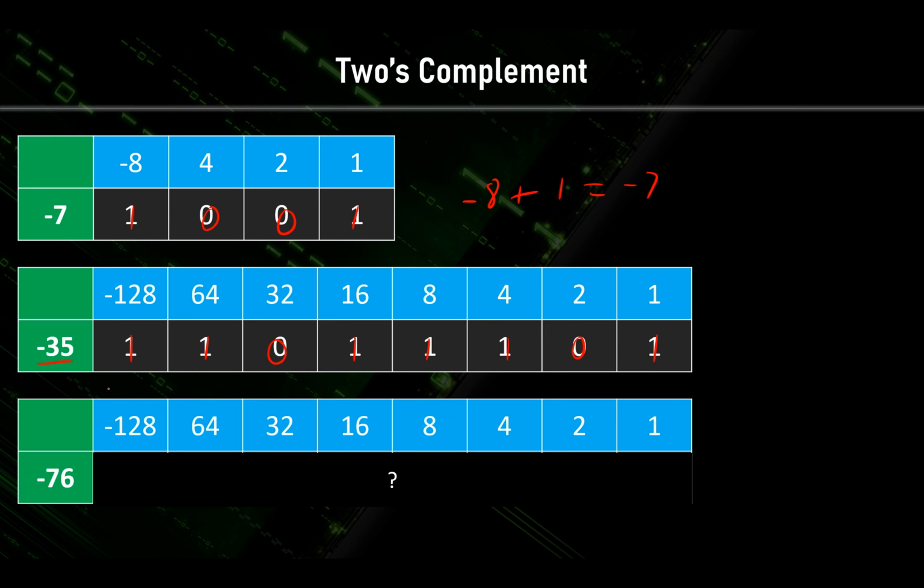Then if we look at the final one, I'm going to think, what do I need to add to minus 128 to get to minus 76? That's going to be 52. So here there's going to be minus 128, and from the remaining 7 bits I want to make 52. There's not going to be a 64, but there will be a 32, and then we just need to make 20. So there will be a 16, there won't be an 8, there will be a 4, and then no 2 and no 1.